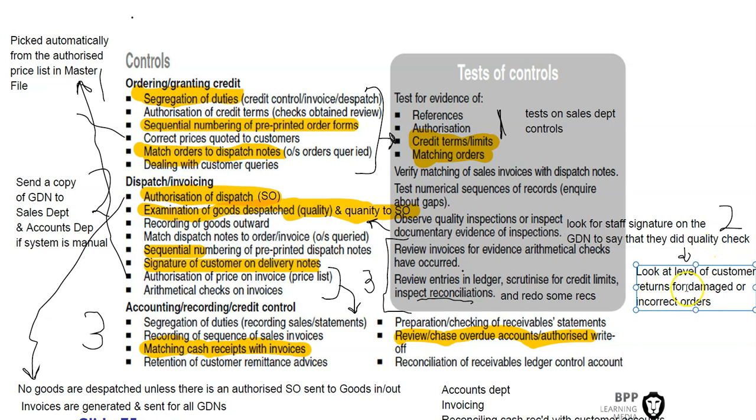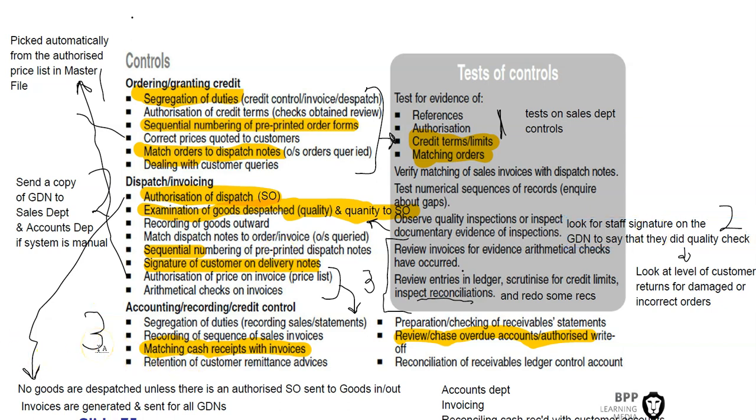And also the auditor would look at the level of customer returns for damage. So if the goods out department were doing their quality and quantity checks properly, there should be a low level of returns. But if returns are high, then you'd have to investigate that as auditor to see why the goods were returned, and it may be that the staff weren't doing the controls, the checks like they should be.